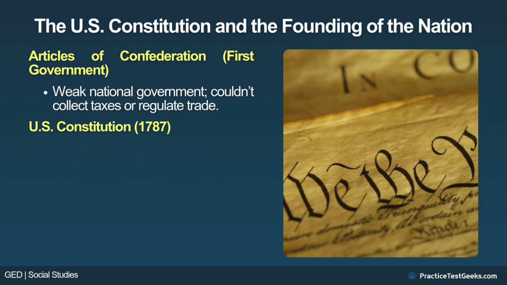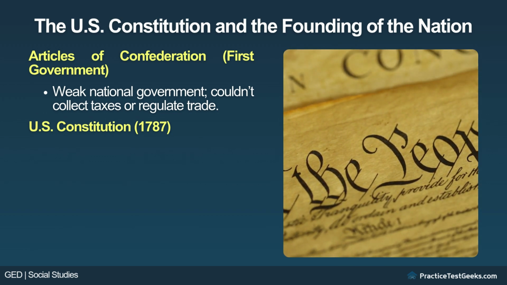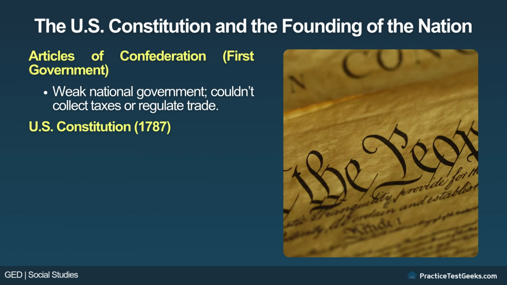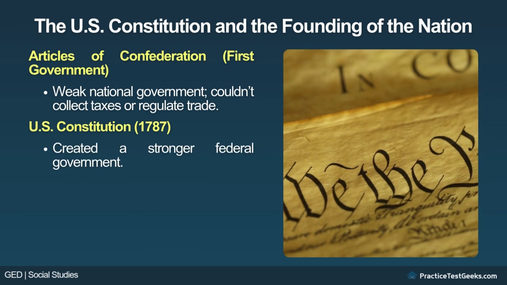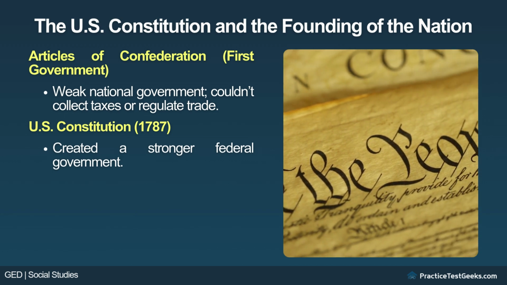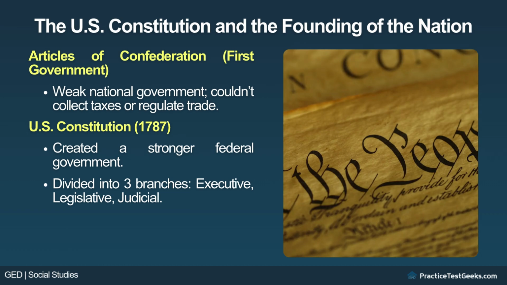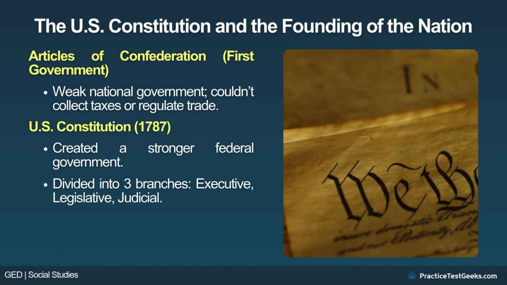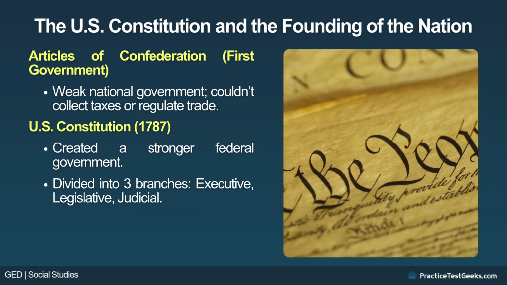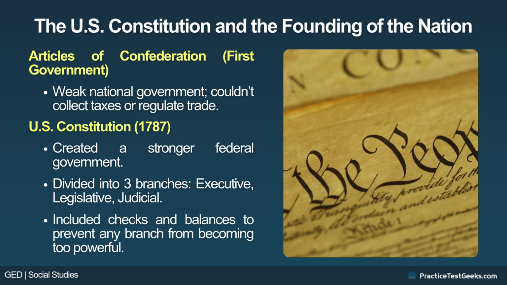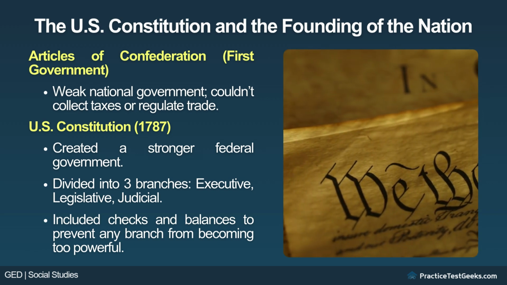U.S. Constitution, 1787. In response to those problems, leaders met to draft a new plan, the U.S. Constitution. This created a stronger federal government with 3 branches: executive, president; legislative, Congress; judicial, courts. Each branch was designed to check the power of the others, creating a system of checks and balances.